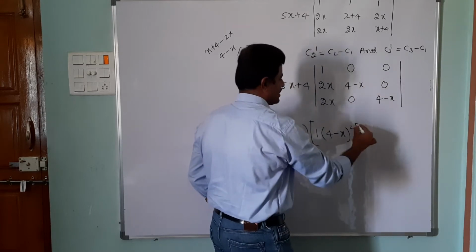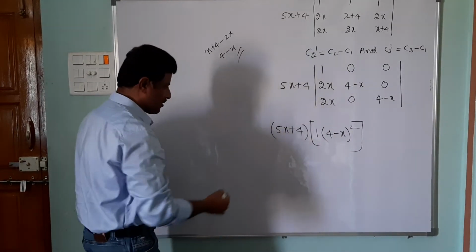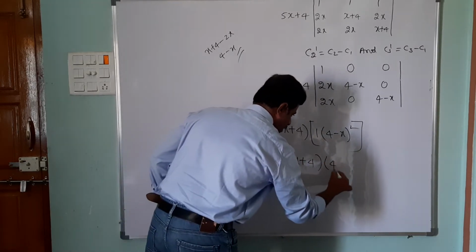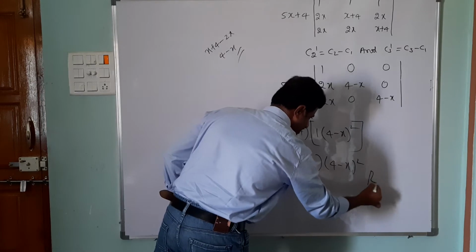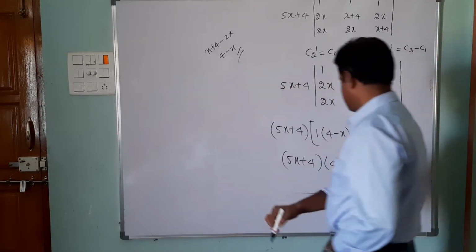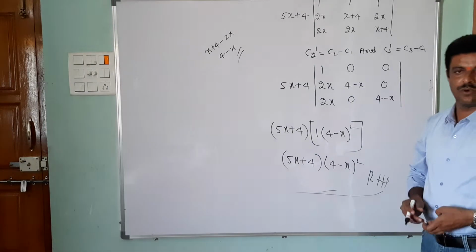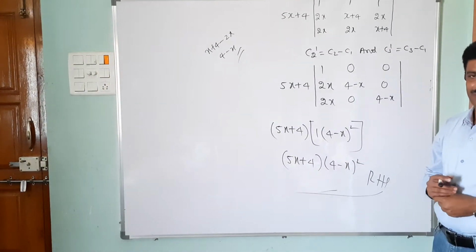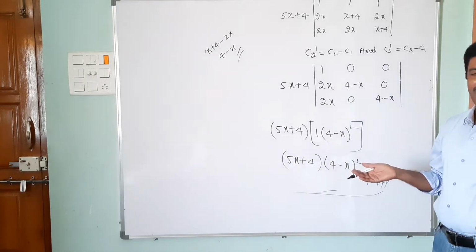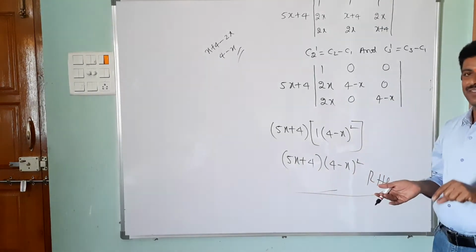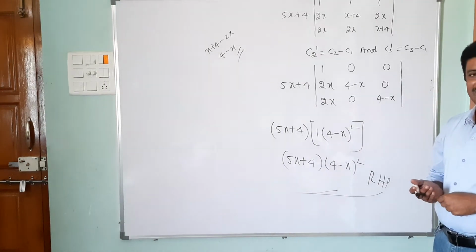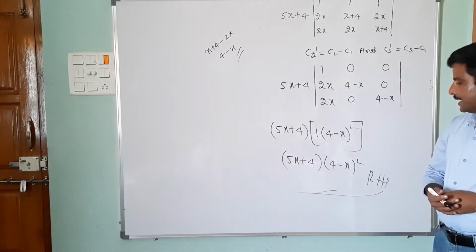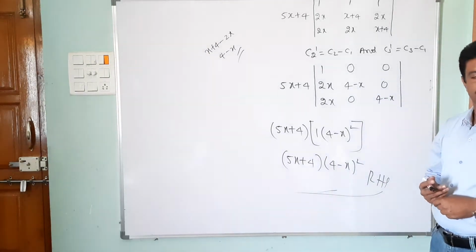In other terms, 0 and a number, 0. So therefore, 5x plus 4 into 4 minus x whole square. This is our RHS, 5x plus 4 into 4 minus x whole square. This is a very simple problem, but very important. Here I operated R1 plus R2 plus R3, and then C2 dash is equal to C2 minus C1, and C3 dash is equal to C3 minus C1 to get the result 5x plus 4 into 4 minus x whole square.